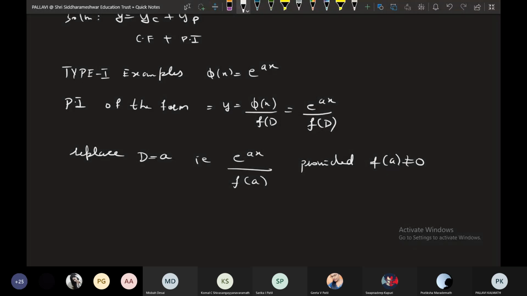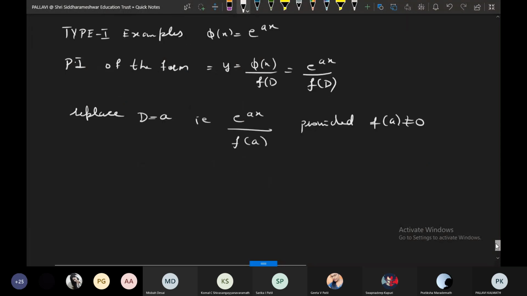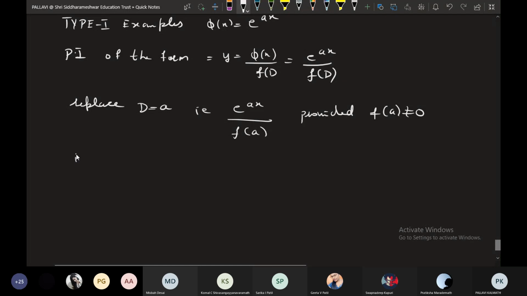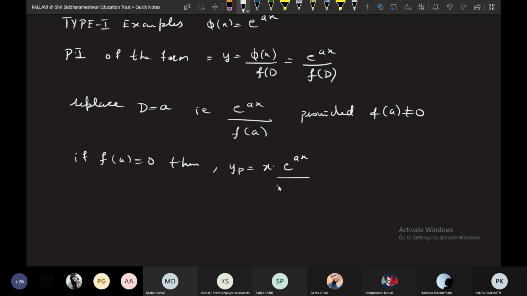If you get f of a equal to 0 when you substitute D as a, then we write the solution, that is yp, by multiplying by one variable x and writing e raised to ax as it is, divided by the derivative of the function at a. Is it clear, all of you?